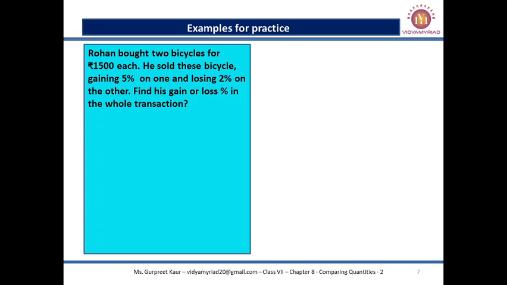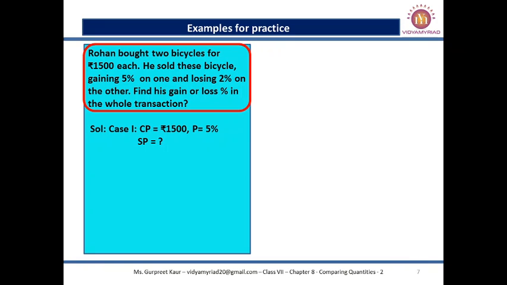Next question is, Rohan bought 2 bicycles for rupees 1500 each. He sold these bicycles, gaining 5% on one and losing 2% on the other. Find his gain or loss percent in the whole transaction. Now here there are two cases. Two cycles are there. In the first case they are saying there is a gain of 5%. In the next case they are saying there is a loss of 2%, and we have to find out the gain or loss percent of the whole transaction. Whole means combined both the cycles. Let us begin our answer.